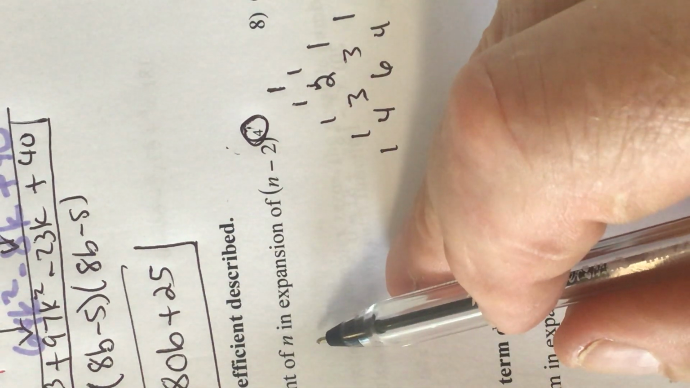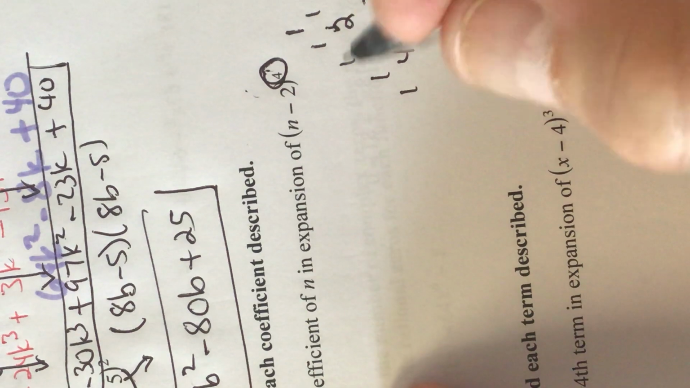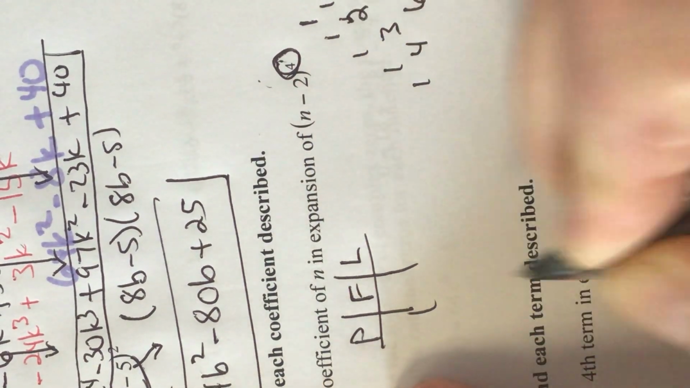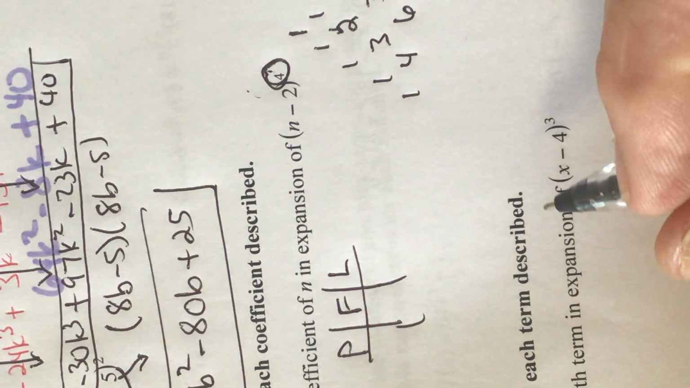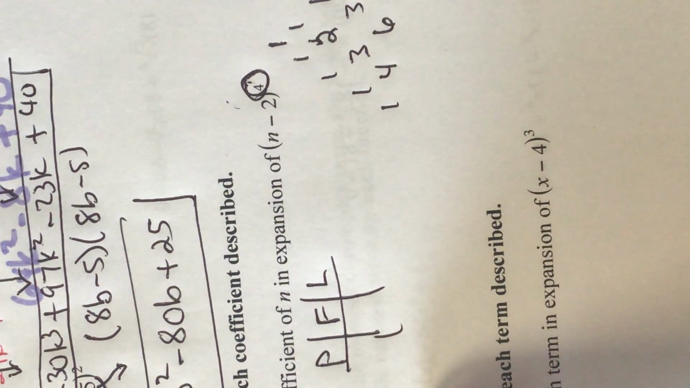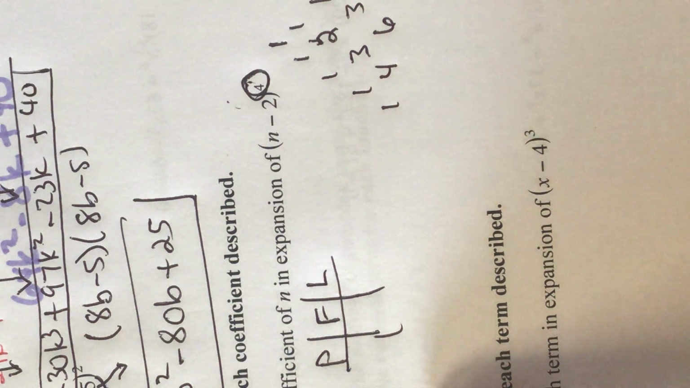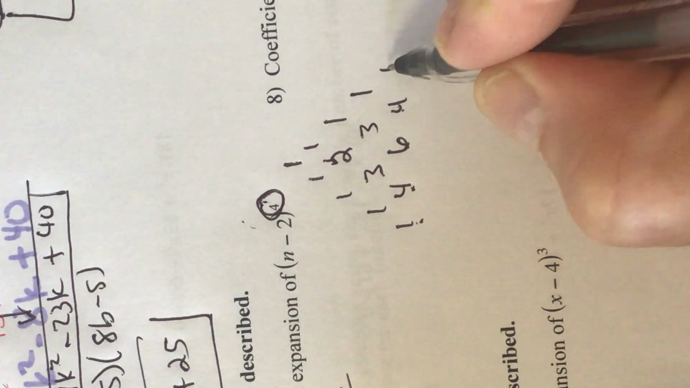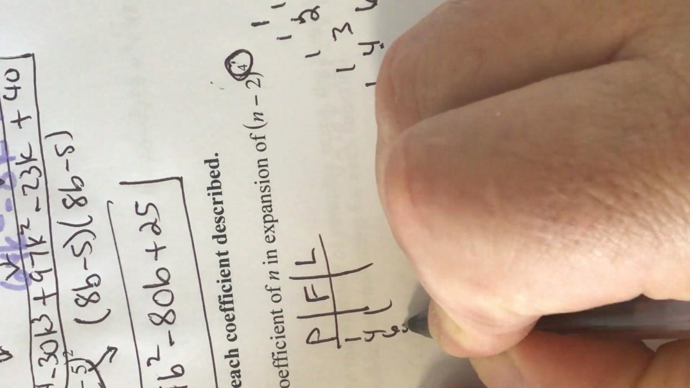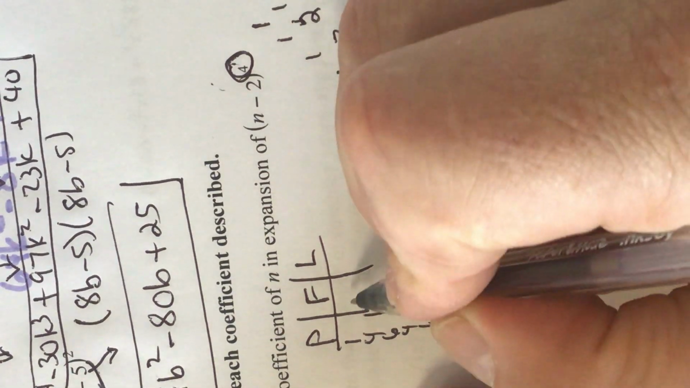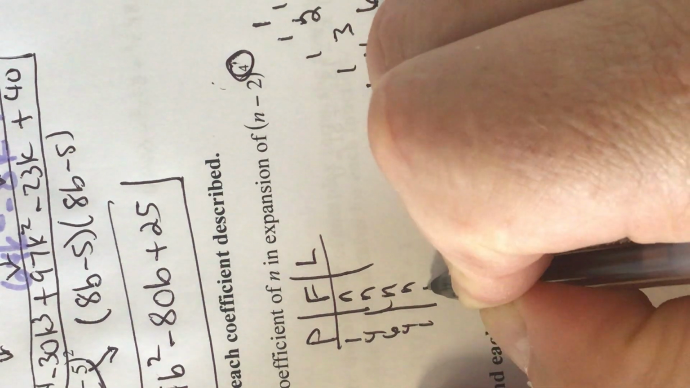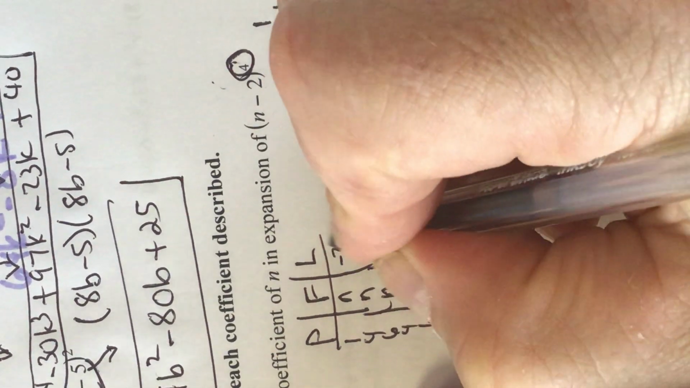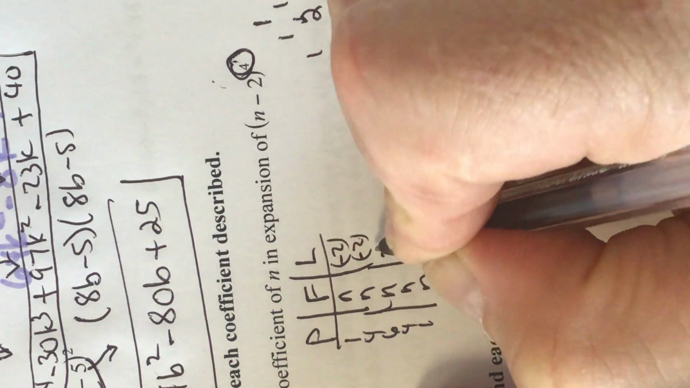Okay, so they want the coefficient. That means the number in front of it. So it's Pascal, then it's first, then it's last. Okay, so let's see. Pascal 14641. I was just reading the instructions. 14641. The first is the n. N, n, n, n, n, and the last is the negative 2. Now group the negative because the negative's going to matter.